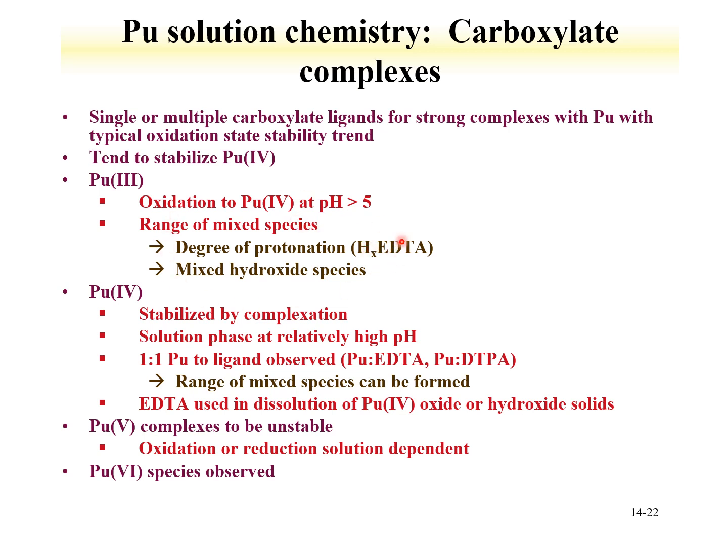And you can get a range of mixed species, for instance, with EDTA. The degree of protonation of the EDTA, the ethylenediamine tetraacetic acid, will vary depending upon the pH. And also you can get mixed hydroxide species, so you can get plutonium hydroxide with EDTA. Plutonium-4, as we already mentioned, is stabilized. And you can form these compounds, and plutonium will stay in solution at relatively high pH.